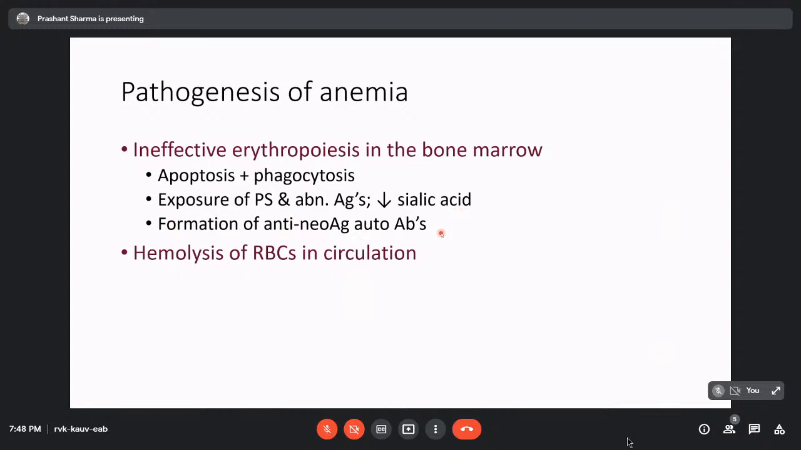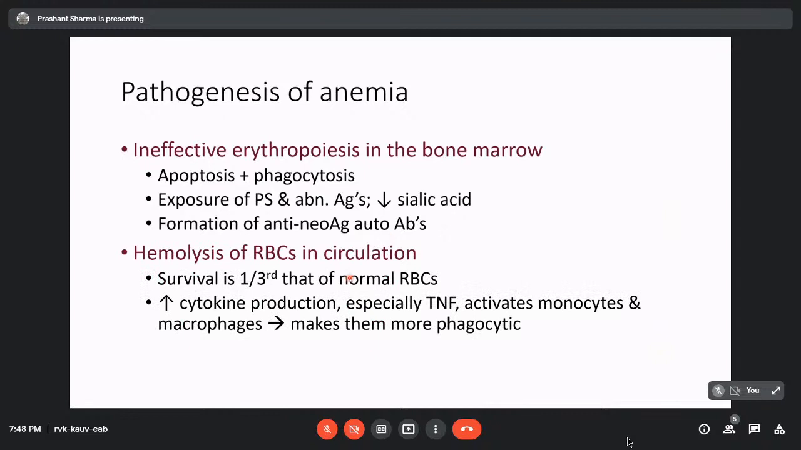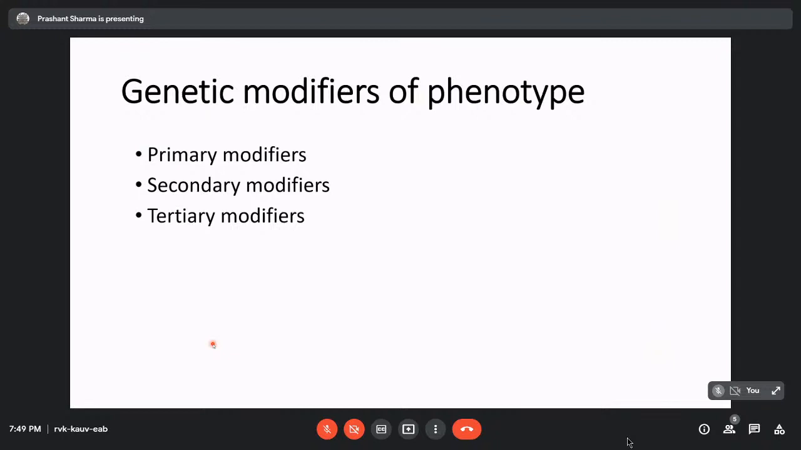On the other hand, the red cells in circulation in beta thalassemia have a survival time only one-third that of normal RBCs. And there is also increased cytokine production. Normally red cells act as cytokine sinks, which means that they mop up the immune response by removing cytokines. But in the case of thalassemia, cytokines like increased TNF actually end up activating monocytes and macrophages, making them more phagocytic. So, with that basic background of pathogenesis, let's move to the next step of pathogenesis.